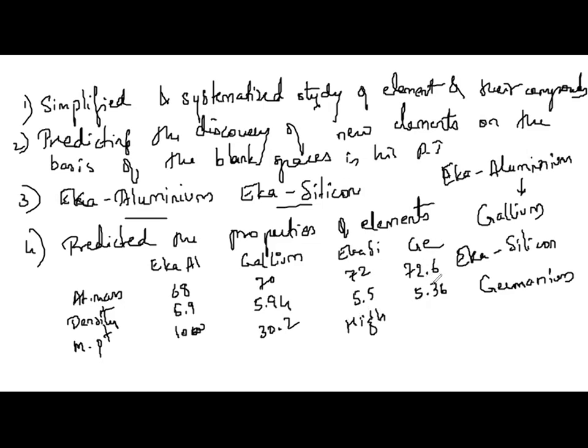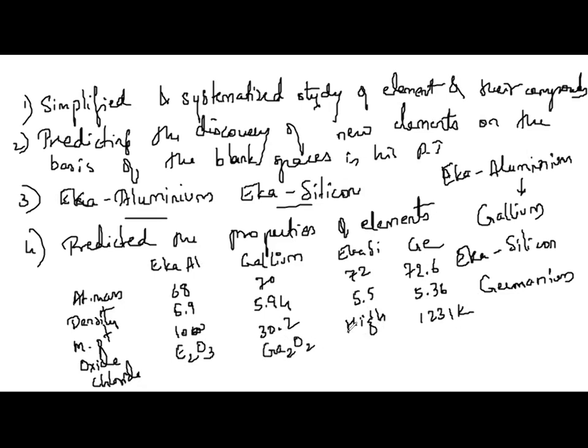And when it was discovered, germanium, it was 1231 Kelvin. Apart from that, he said the oxide formation and chloride formation about the compounds also. Eka aluminium, when it combines with oxygen, later when it is discovered, it will form an oxide of the type E2O3. So gallium, when it was discovered, they found that gallium was forming the oxide of type Ga2O3.